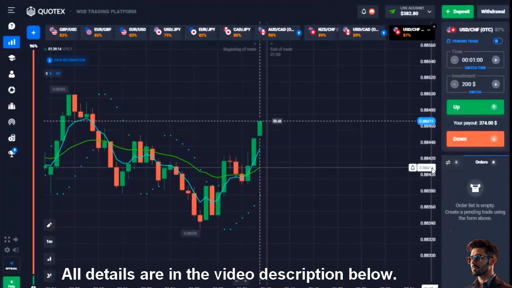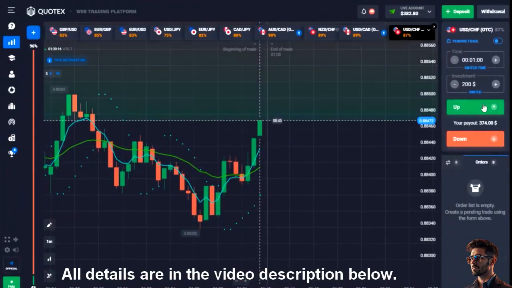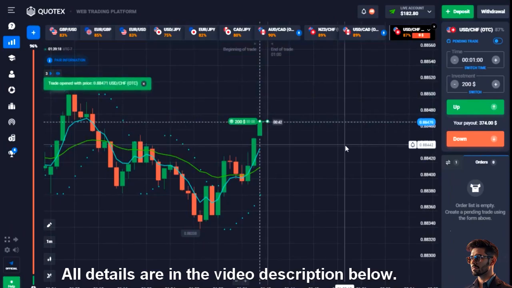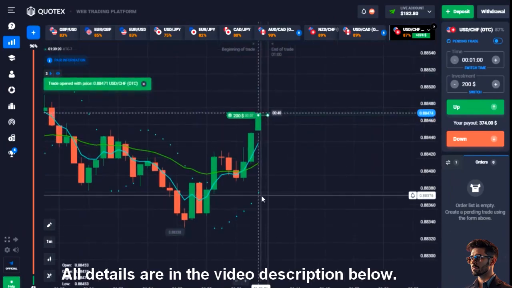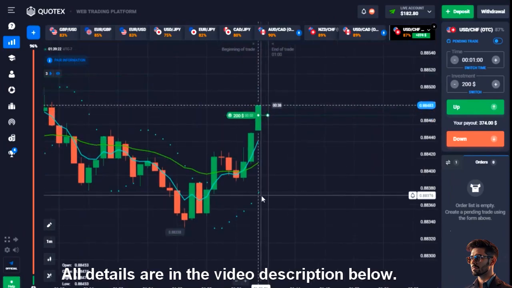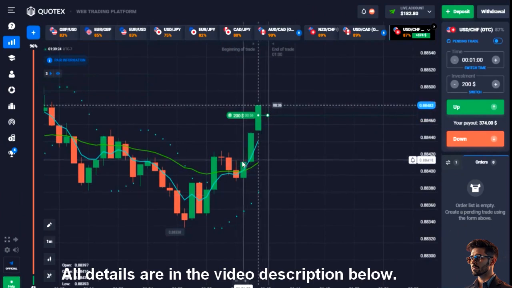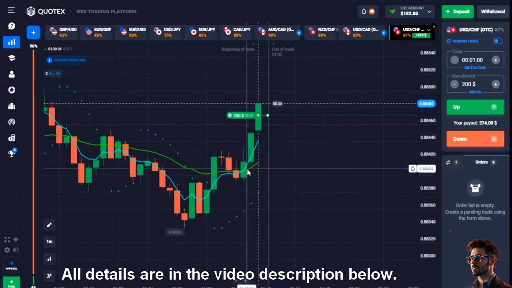Okay, guys, over here I'm finding a good trend. I'm going to enter a trade on this. So as you can see right here, we have a confirmation of our Parabolic SAR. Over here, there is an intersection of both our moving averages confirming an uptrend.